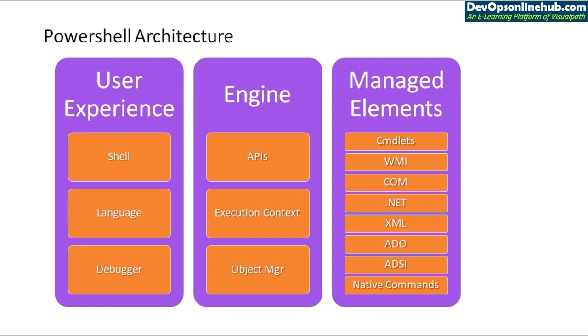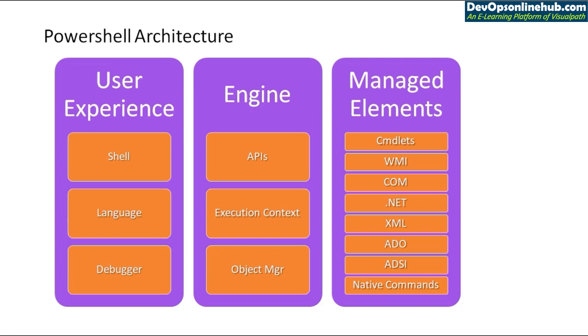An engine is nothing but like the .NET Framework, which has so many APIs, so many execution contexts, and so many object managers and security managers and so on. So the role of an engine is to take the calls from a user experience or a user and forward them to the further down layers, which are the managed elements.